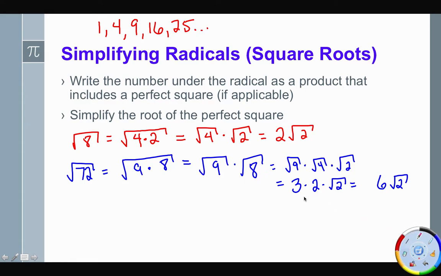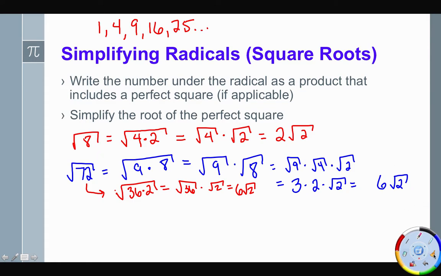Now, what I said earlier is not everybody's going to be able to see the biggest number, but we could have said that 72 was actually 36 times 2, if you saw that. 36 is a perfect square, so I can rewrite this as square root of 36 times square root of 2, which is equal to 6 times square root of 2. And you notice I get the same thing as we got before. So this is the basics on how to simplify square roots, always looking for perfect squares that are inside of the number under the radical.